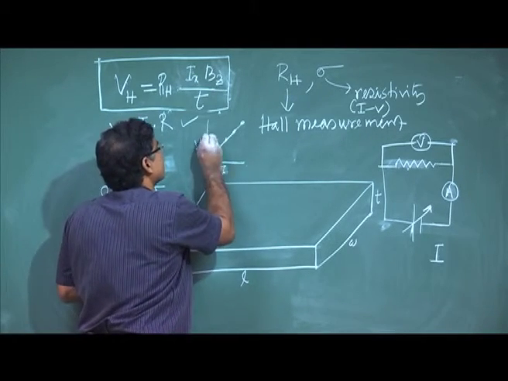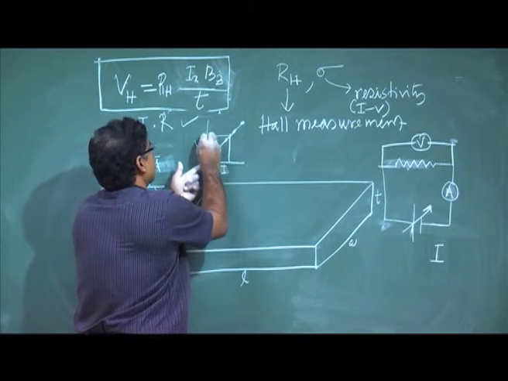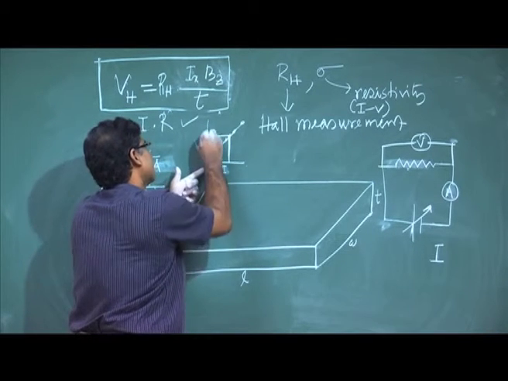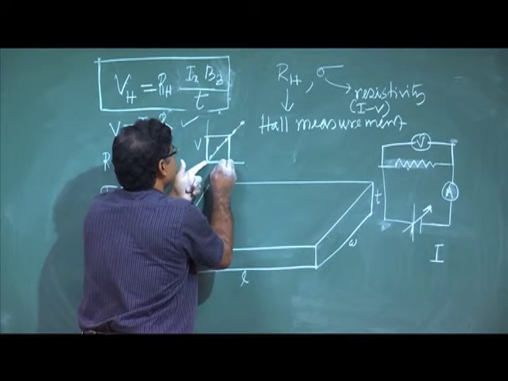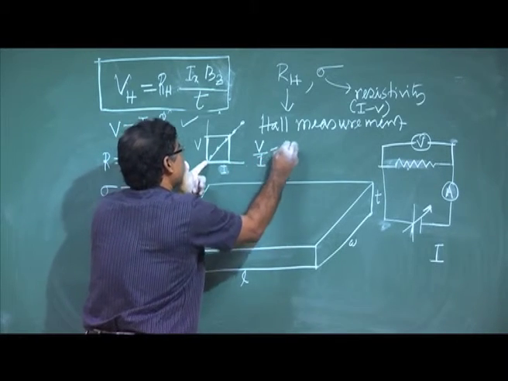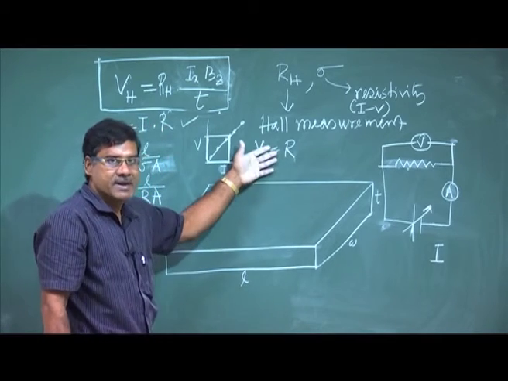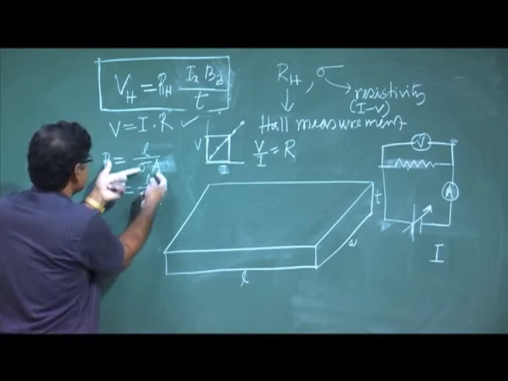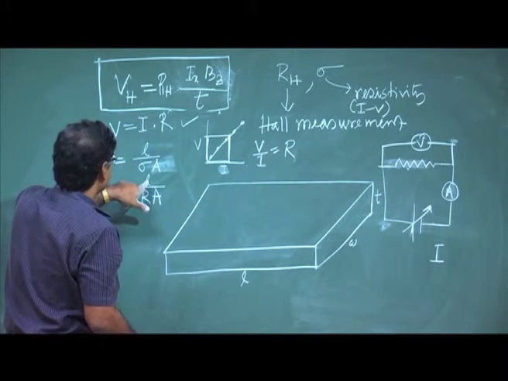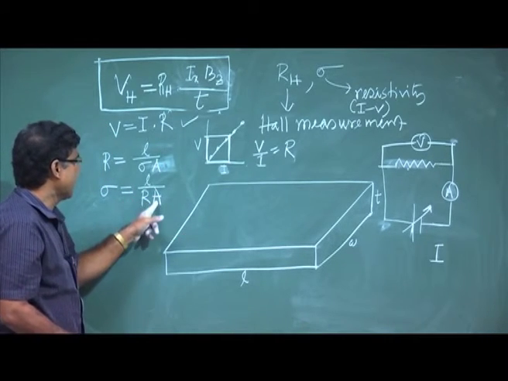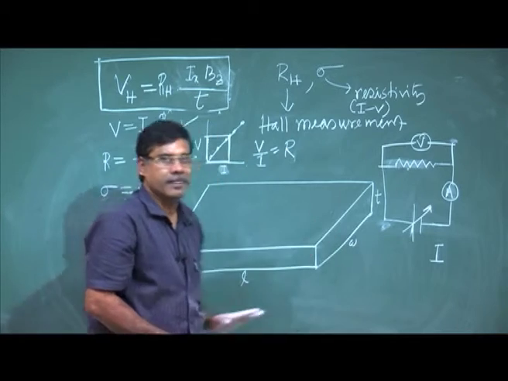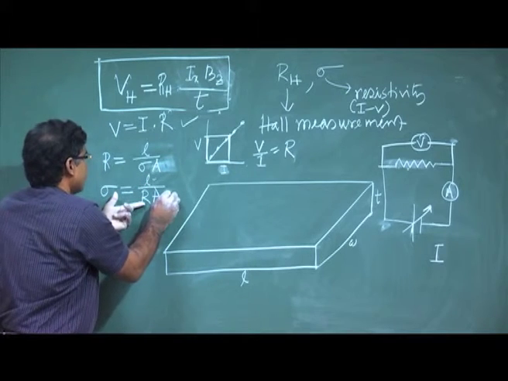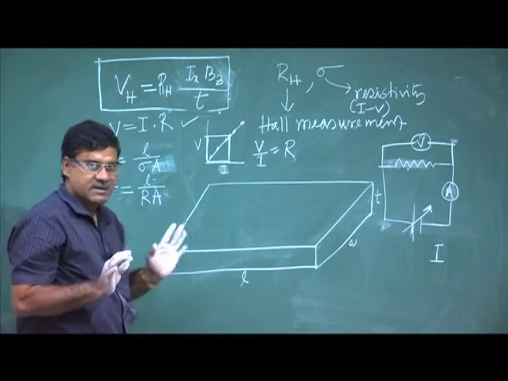So, for this current, this is the voltage. I know this voltage, I know this current. V by I will give this R value. Experimentally I measured and got the R value. I know the geometry of my sample: L, and A is width times thickness, W t. Then R I got from my experiment, and from the geometry I will get sigma. So, these are the things.